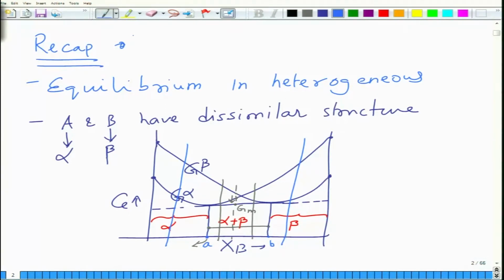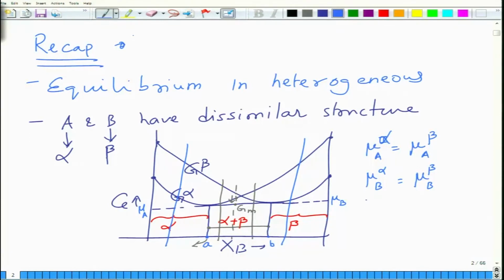We also looked at the activity. What this basically meant is that the common tangent is nothing but the chemical potential. So this is mu A and this is mu B. What it means is that mu A in phase 1, that is alpha, is equal to mu A in beta. Similarly, mu B in alpha is equal to mu B in beta. This is the equality which has to be maintained for two phase equilibrium to coexist.